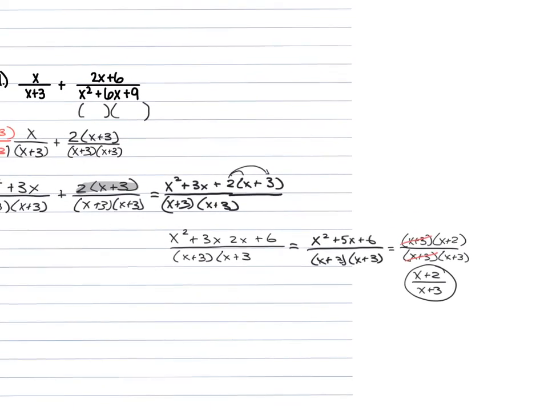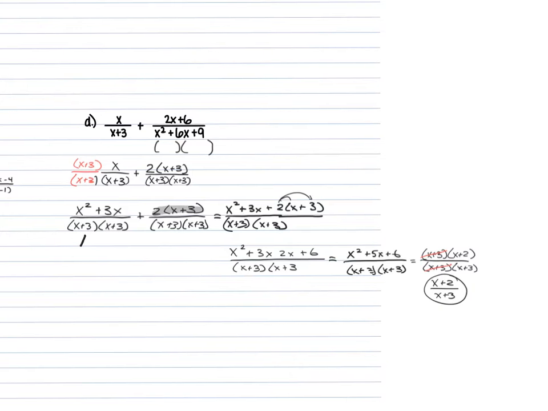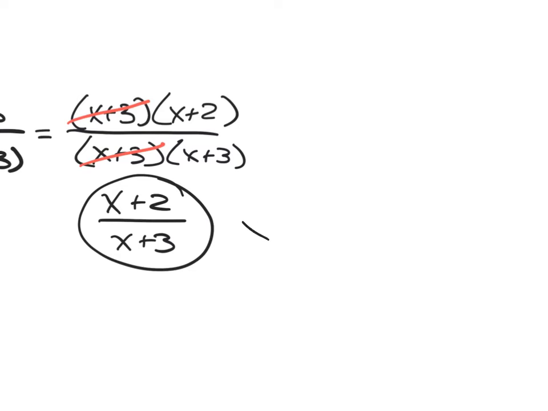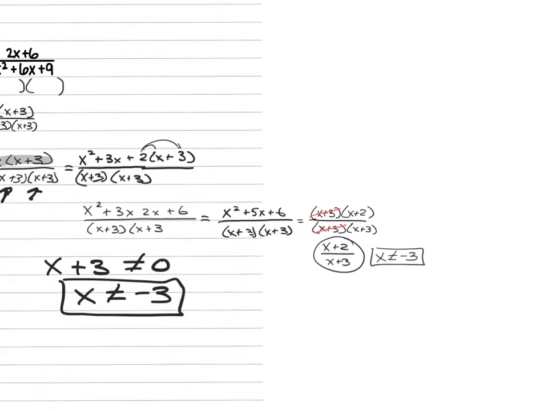Now, I'm looking for where this is undefined. So I'm going to say, look, x plus 3, x plus 3. It's just a whole bunch of x plus 3s. That's the only thing there. So we're just going to see x plus 3 cannot equal 0. X cannot equal negative 3. So we've got our answer here, and x cannot equal negative 3. I'll zoom out, sorry.